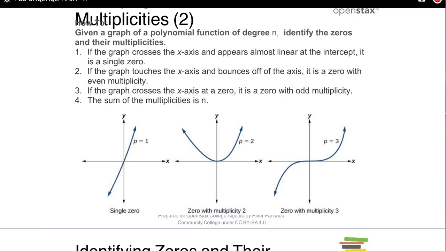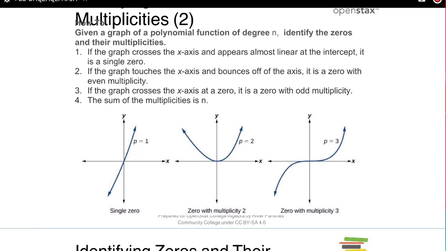Here, if a graph touches the x-axis and bounces off the x-axis like it's doing here, see how it touches and then bounces off? It is a zero with an even multiplicity. So the exponent here would be 2 or 4 or 6, so an even multiplicity.